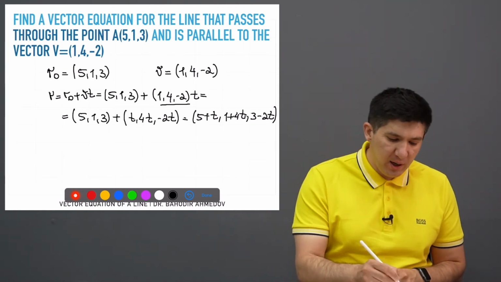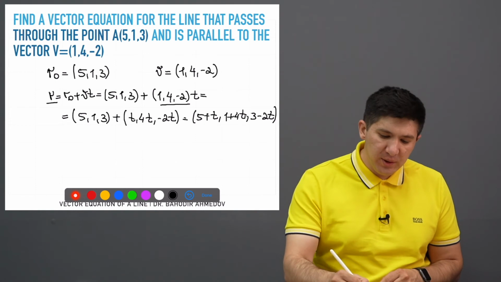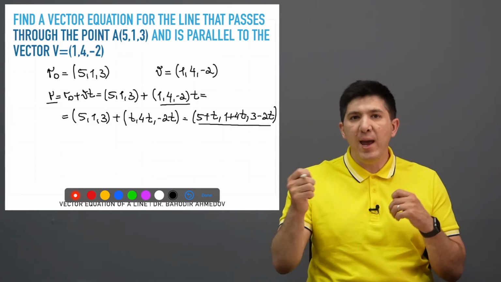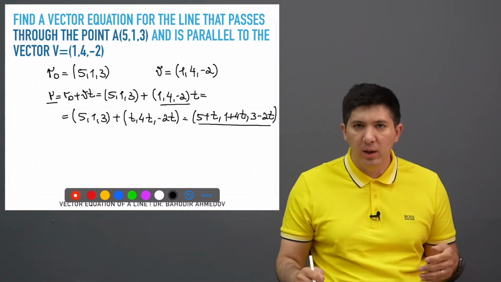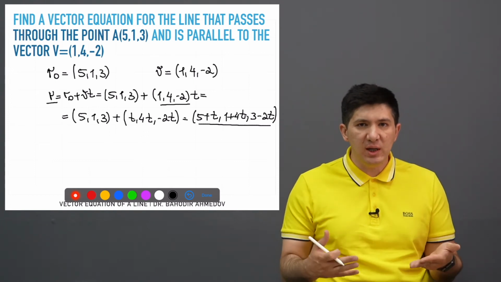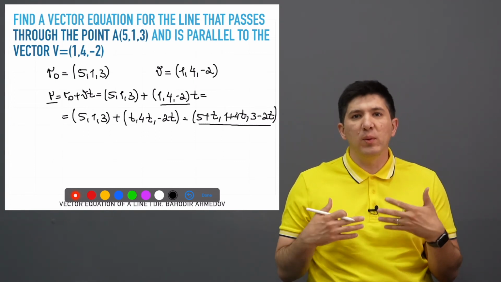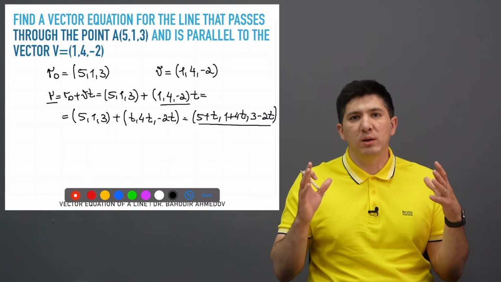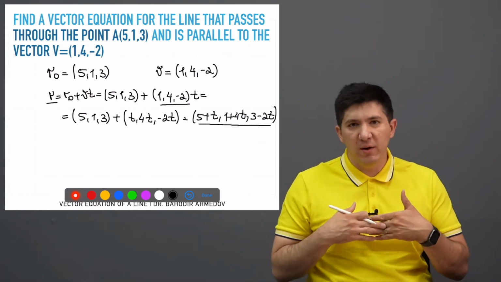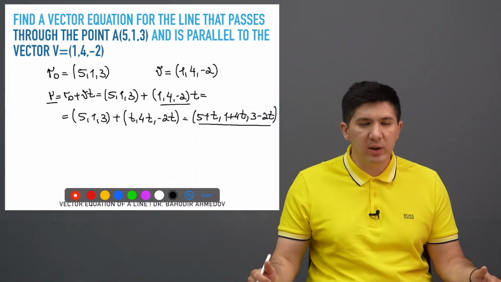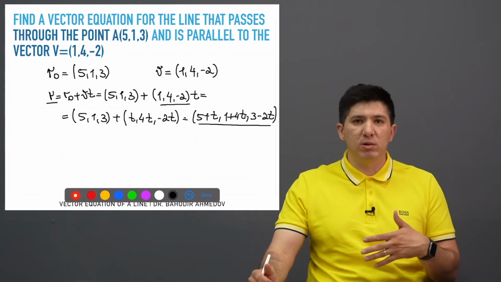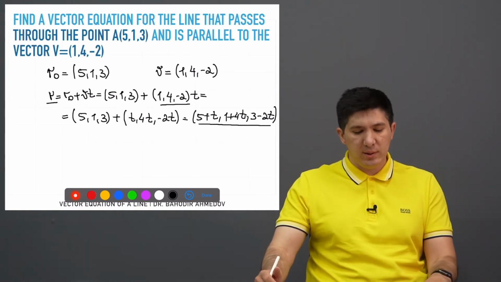So I've got the r vector, which points out to any point along this line. If I just change the values of t, it's always going to give me points along this line, right? So if t is equal to 0, I will get r0. If t is equal to 1, I will get another point, and so on.